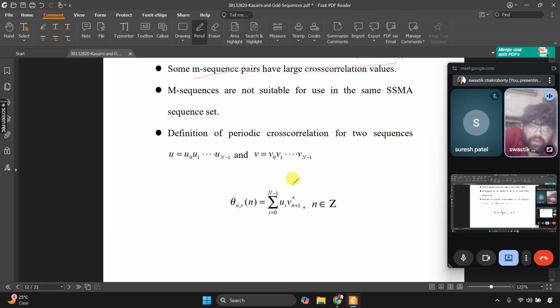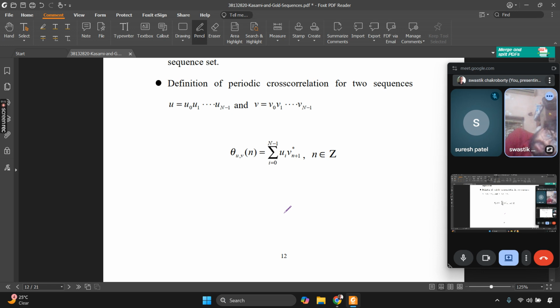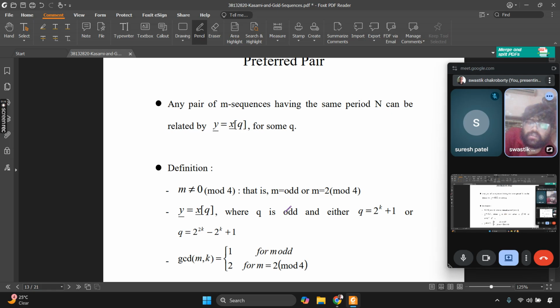And this periodic cross correlation is just the product of the two sequence chips, but you have to shift one of them, of course, and that shift will vary. So u_i times v_(n+i). You have to multiply them, shift and add, like that. Just as you get autocorrelation, you will get cross correlation.